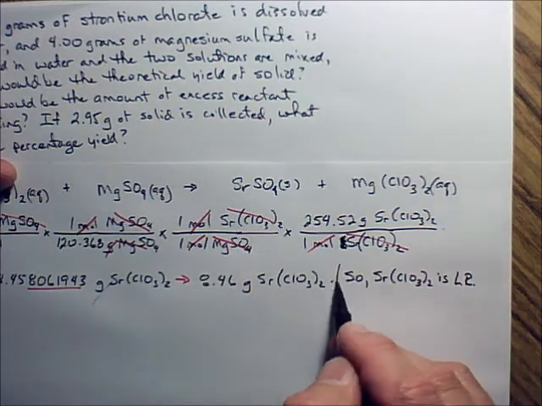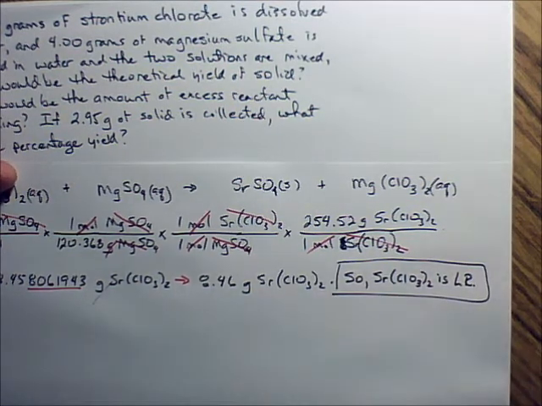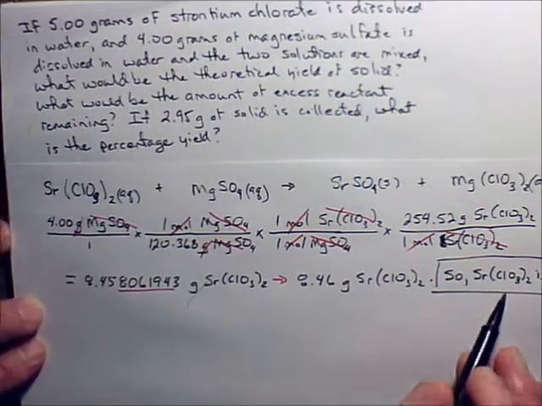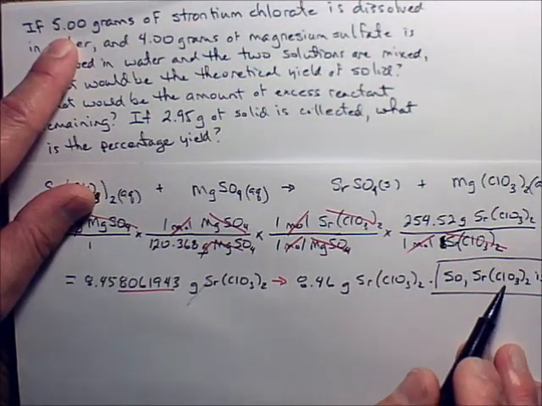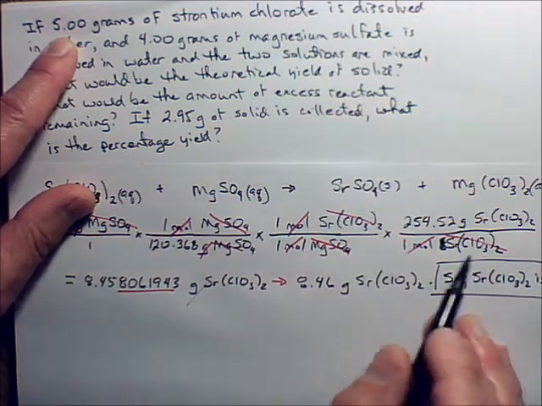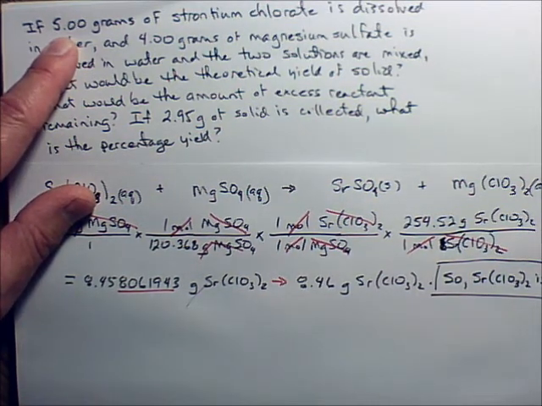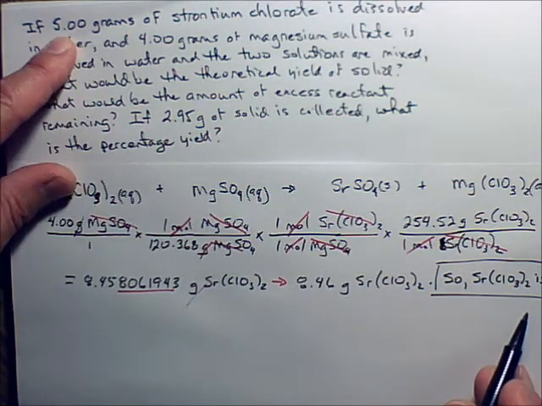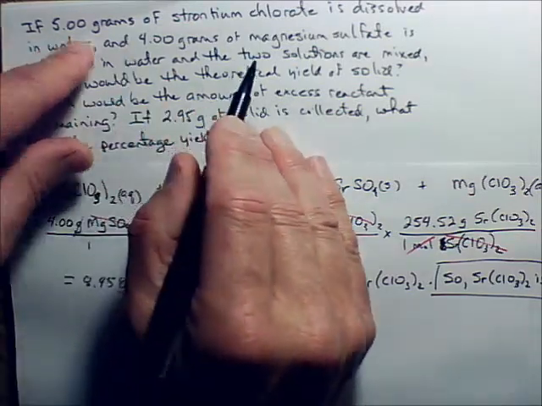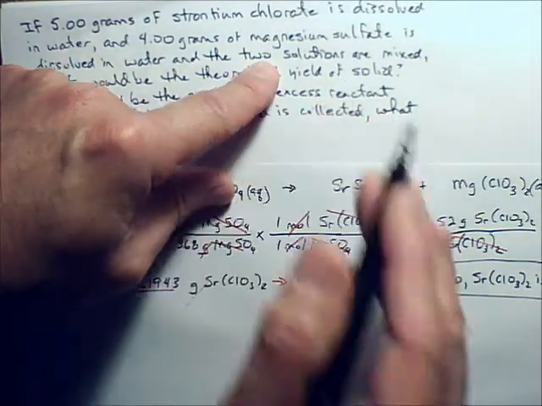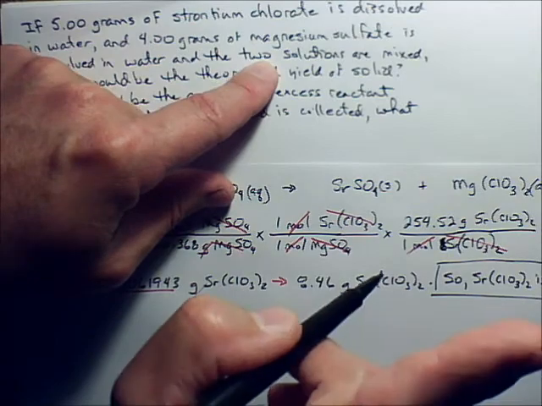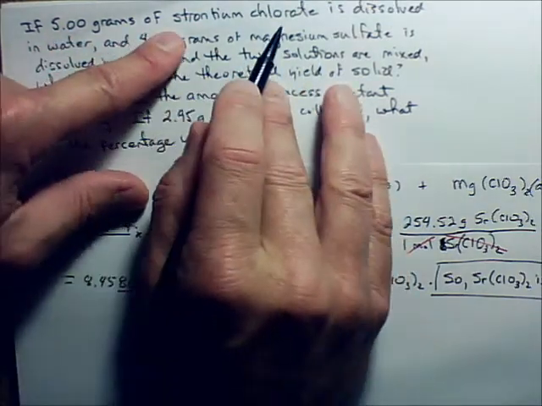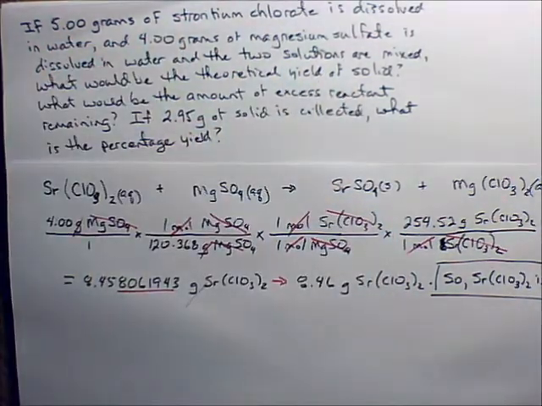Okay? So to do the theoretical yield, we take our limiting reactant. We take the given amount of this limiting reactant and do the same thing to the product we're looking for. And to find our excess reactant that's used, we start with the given amount of limiting reactant and calculate to the magnesium sulfate. Now you're lucky because you started with strontium chlorate a while ago. You don't have to do that third calculation.